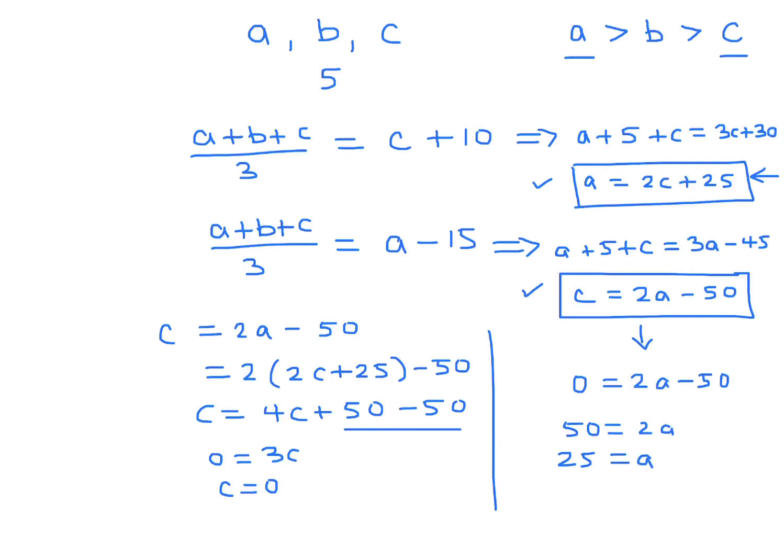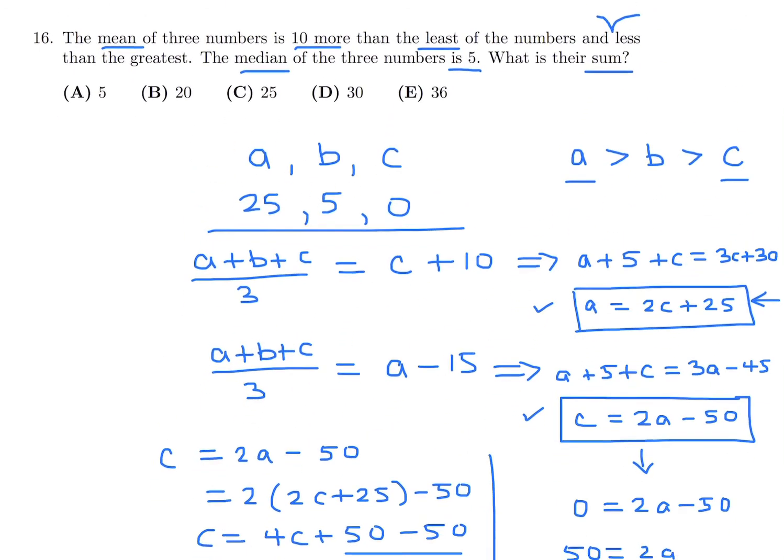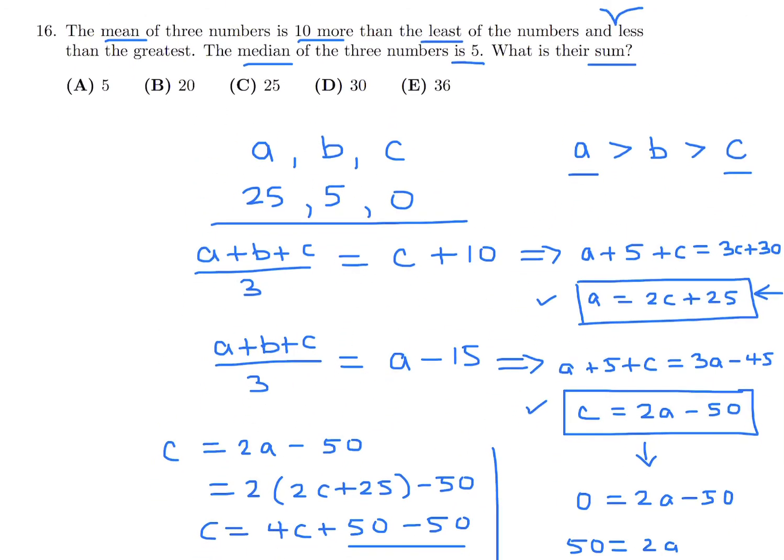So we've got it all. A is 25, C is 0, and the question wants their sum, right? A plus B plus C. So A plus B plus C is 25 plus 5 plus 0, which is 30. So 16, the answer is D.